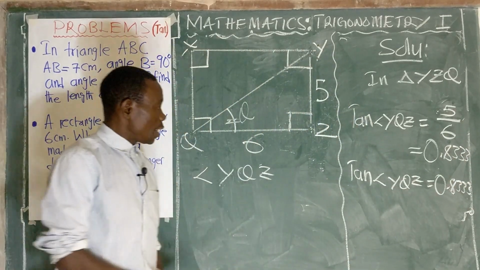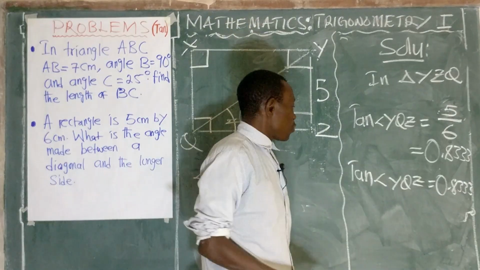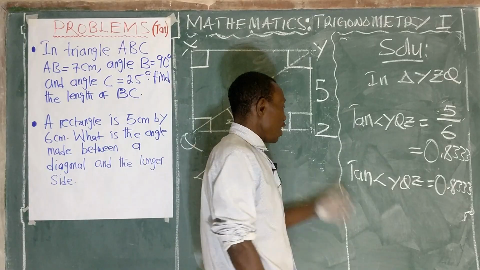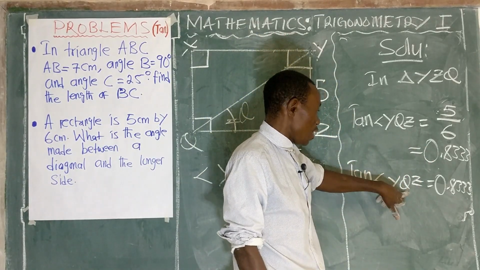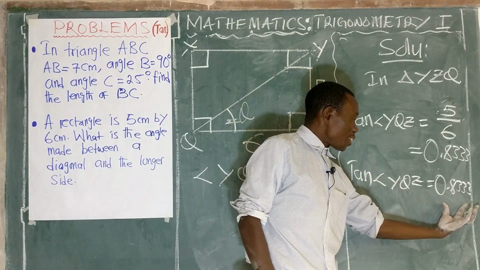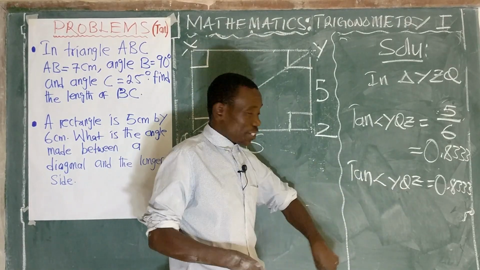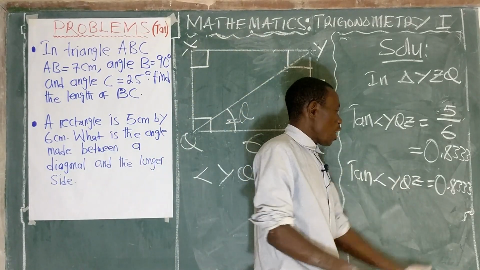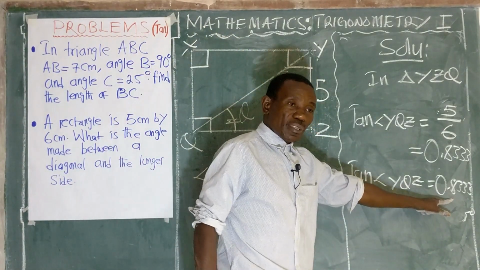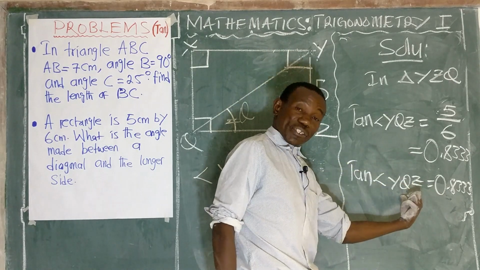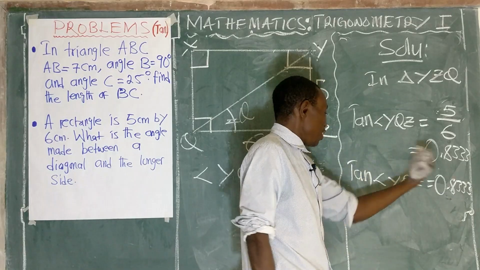0.8333. It means, as we said earlier, we talk of the ratio in relation to the particular angle. Whatever we see here, the angle YQZ is contained within it. This is like the reversal of this angle. So if you'd like to find that angle, you just have to take the tan inverse of this. The tan of that angle will give you this value, and the inverse will give you the angle.